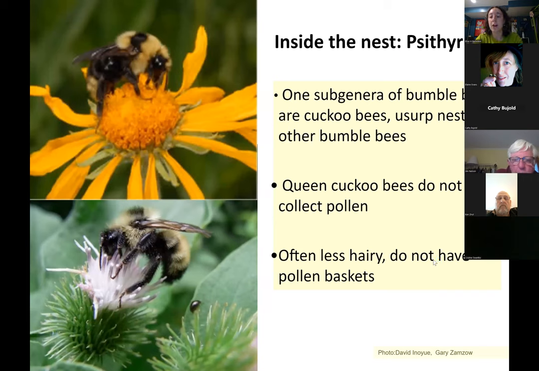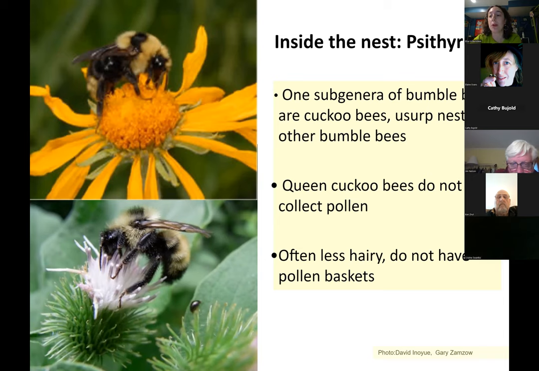All right, so we can't talk about our nesting bumblebees without talking about Cytheris. So this is one subgenus of bumblebee. These are known as cuckoo bees. So they usurp the nests of other bumblebees. So queen cuckoo bees do not collect pollen. So they're often a little bit less hairy and they don't have pollen baskets, which is something important to keep in mind for bumblebee ID, is that the queen cuckoo bees don't have pollen baskets like other females do.